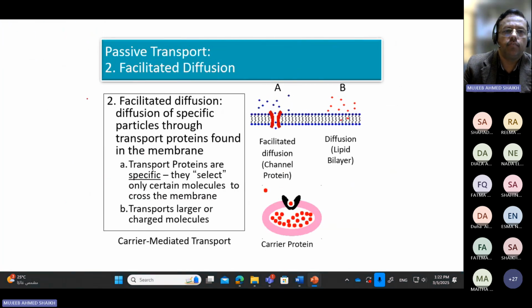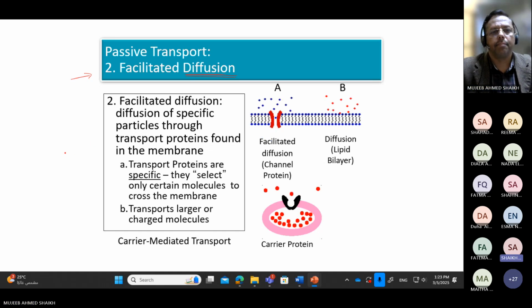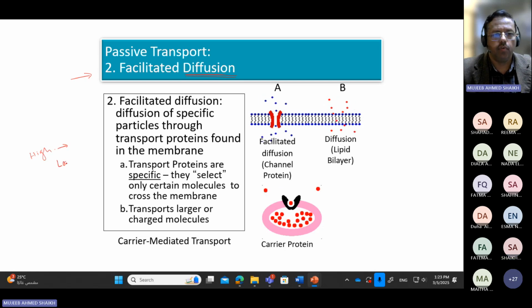What is facilitated diffusion? So the second point is, we have seen the passive mode of transport is diffusion. The second one is facilitated diffusion. Who will tell me the definition of diffusion? Define diffusion. Spreading out from the area of high concentration into low concentration. Yes, area of high to area of low concentration is called diffusion.